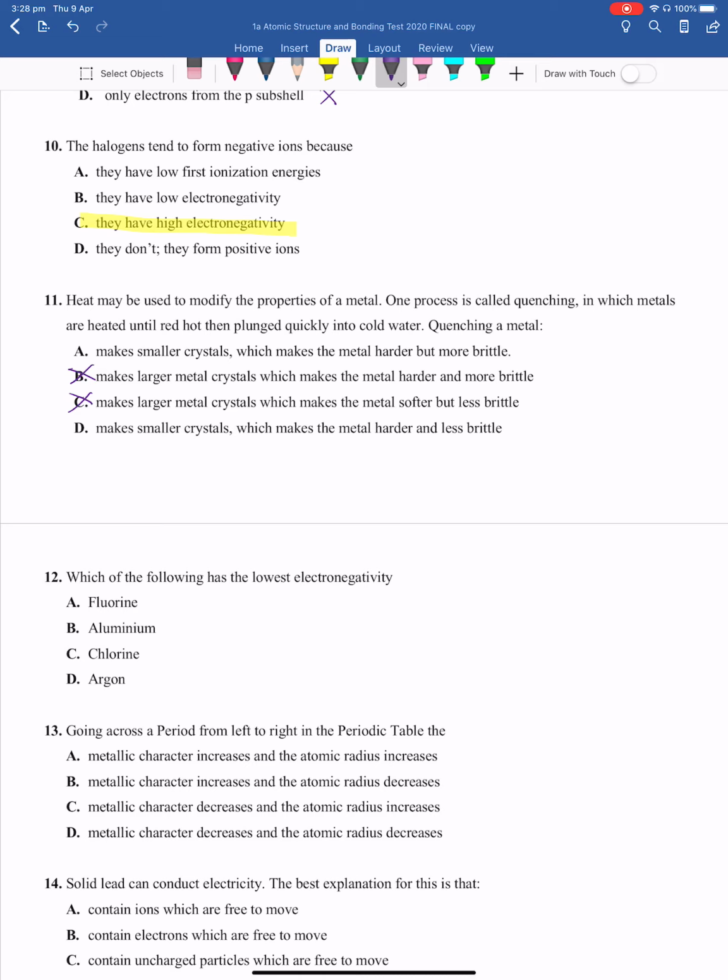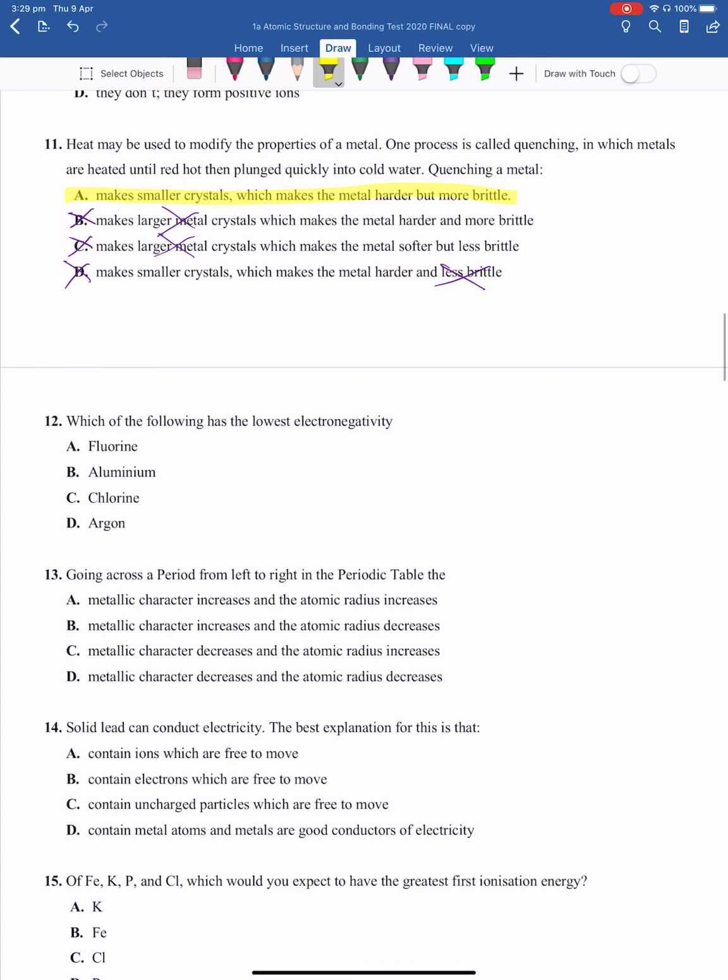Now, do we want to make it harder but more brittle, or harder but less brittle? So quenching will make it more brittle. So we're not going to do that one. That's the bit that's wrong there. And so your answer ends up being A. And 92% of you got that right.